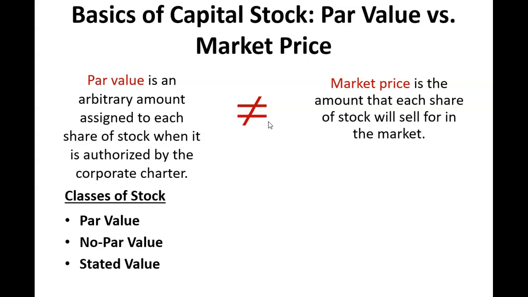If the corporate charter does not specify a par value for the stock, then the stock is no par value stock. Its advantage is that it can be issued at any price without the possibility of a minimum legal capital deficiency. Stated value stock is no par value stock to which the directors assign a stated value per share. Stated value per share becomes the minimum legal capital per share.